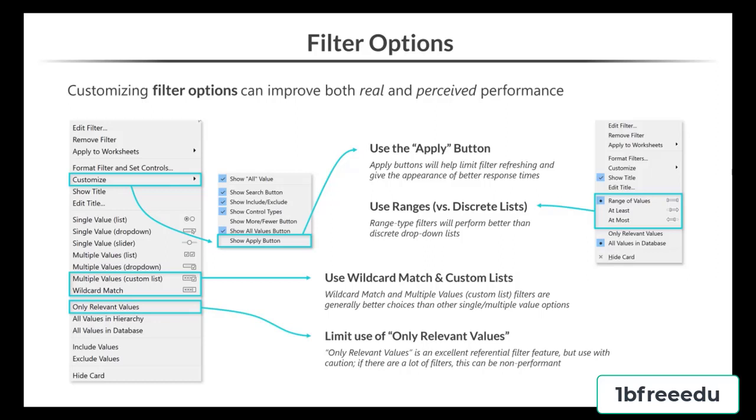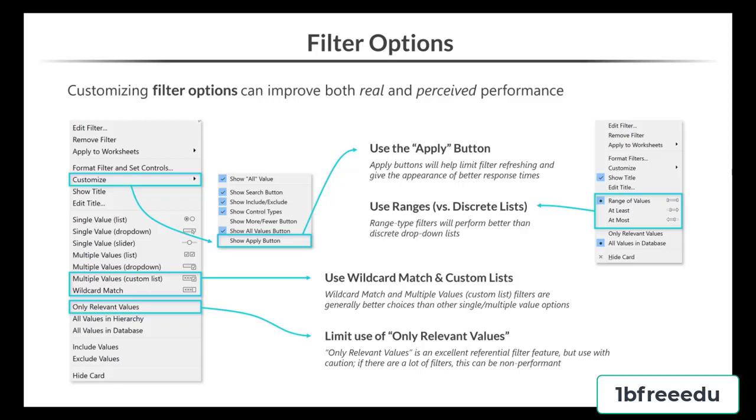Only relevant values is an excellent referential filter feature, but you should use it with caution. If there are a lot of filters, this can be non-performant. This is because when this option is selected, the list in the filter box will reference other filters being applied in the dashboard. I always err on the side of using only relevant values in my dashboards, but when I'm really trying to cut down on my performance, I will take a look at doing this to see if it does any material improvement to my dashboard.